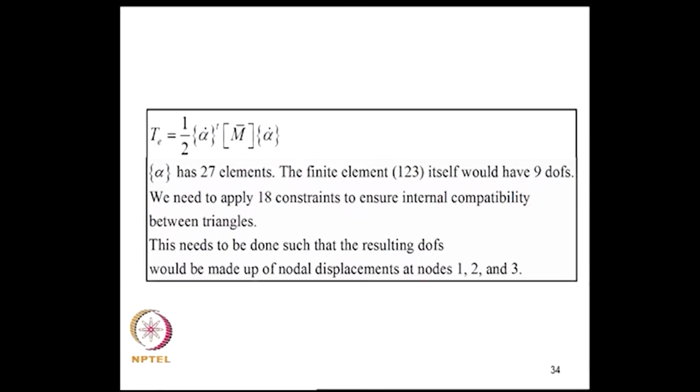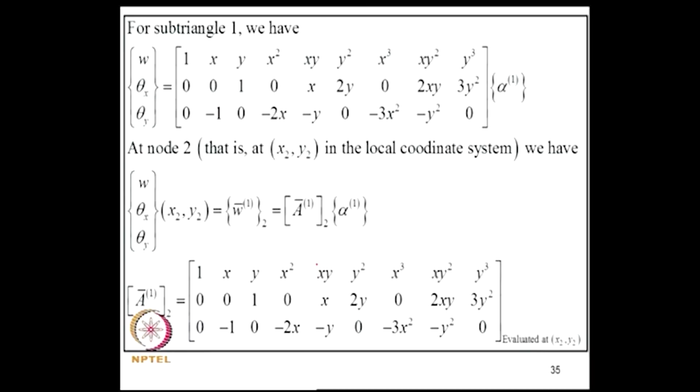Okay. So, that means we are now talking in the language of alpha, that has to be translated into the language of nodal degrees of freedom, and the elimination should be done such that in the end what remains are the nodal degrees of freedom at nodes 1, 2 and 3. So, now for subtriangle 1 the relationship between nodal degrees of freedom and alphas is given by this. That means at node 2, that is at x2 y2 in the local coordinate system, we have w, theta x, theta y at x2 y2 given as w bar of 1 at node 2, which I write in this form, where A bar 1 subscript 2 is this matrix.